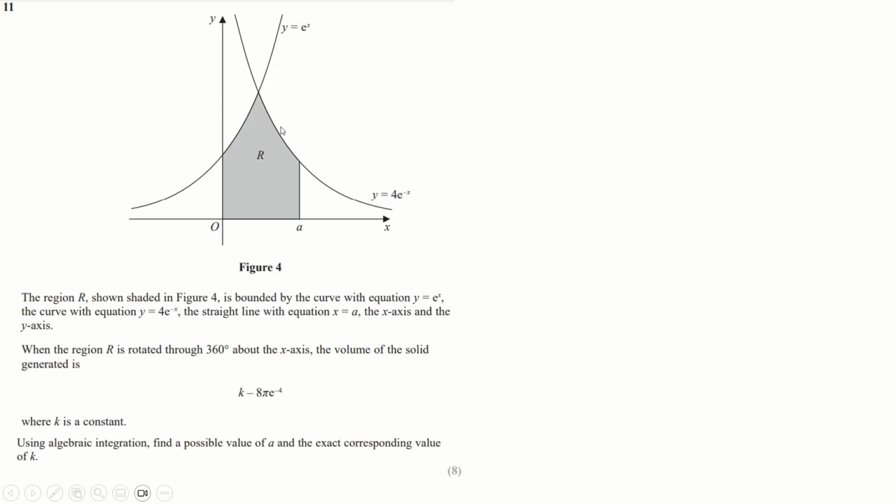Now, the last one is about rotating this area around the x-axis like this. The first thing we need to do is maybe find this coordinate here. So let's just set this equal to this, times by e to the x to make this go away. Now, of course, take a log of both sides, and then divide by 2, except we can bring this half up to here. 4 to the power half is the square root of 4, so that's 2. So we just get this, and so this point here is log 2.